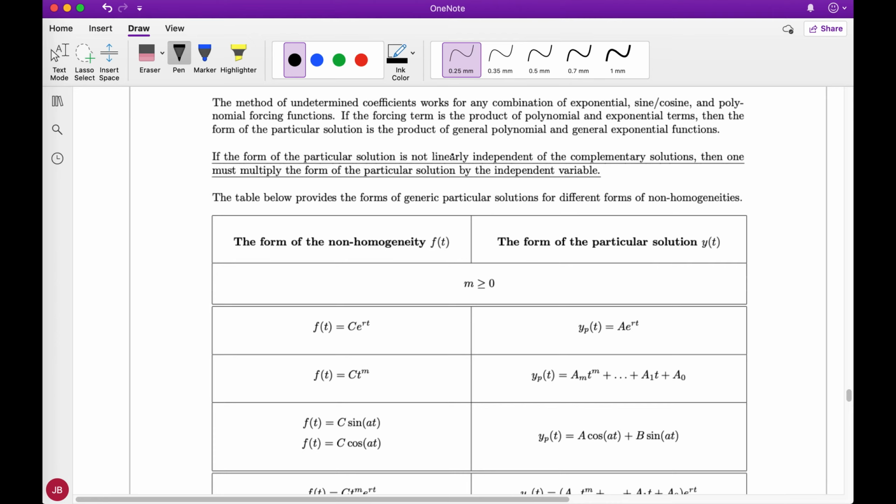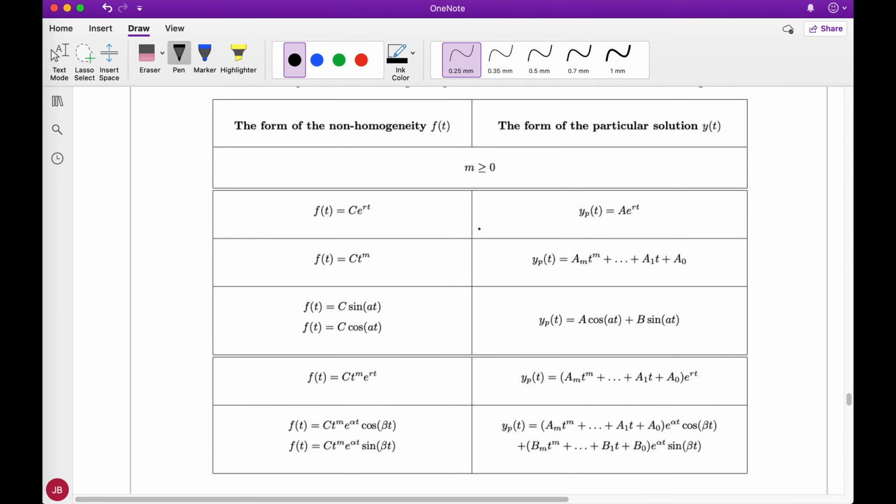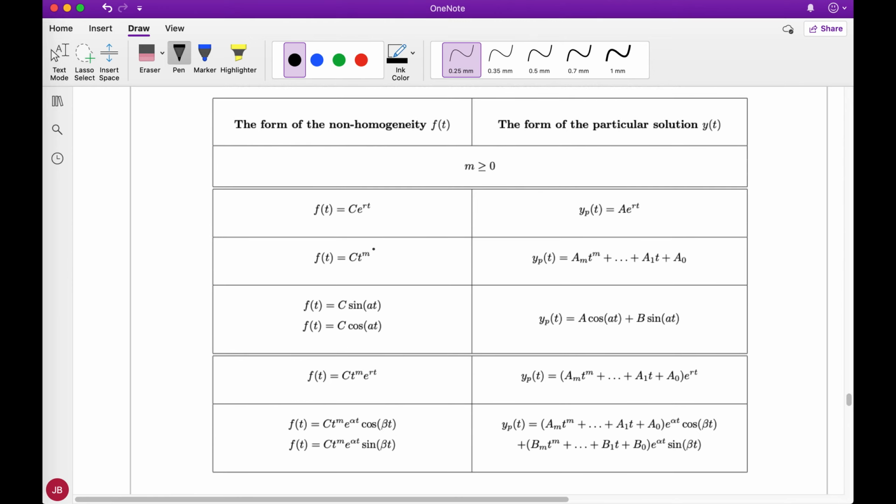Think of this linearly independent part right here. If a particular solution is not linearly independent of the complementary, that just means that part of it is already represented in the complementary, and so that's when you multiply by a factor of t. Okay, but let's look at this table here. This gives us a few common forms.